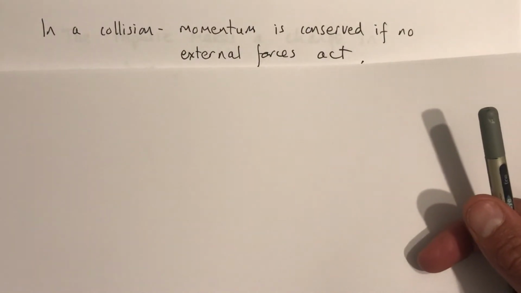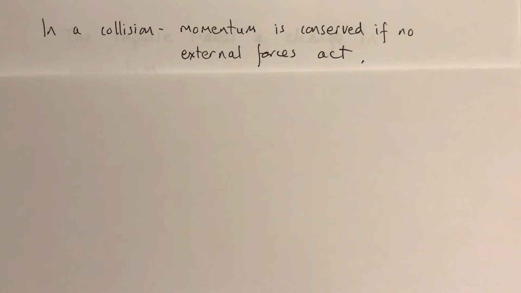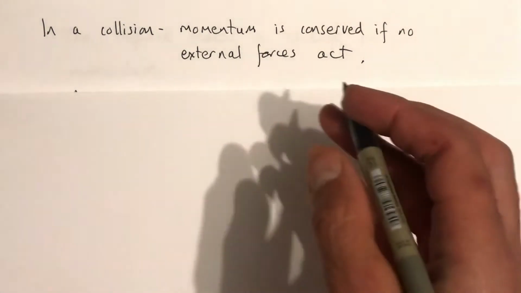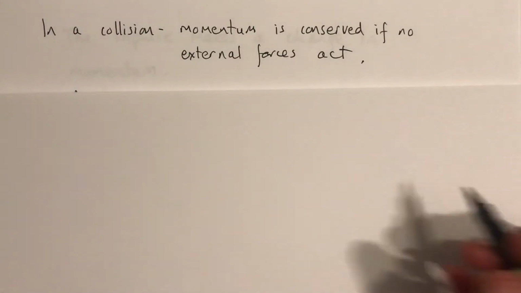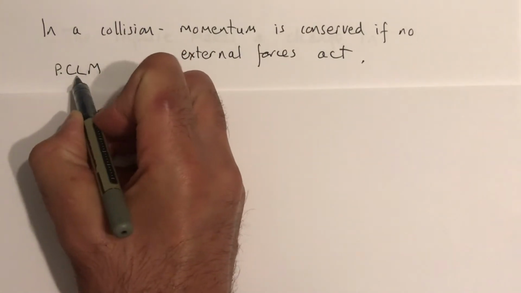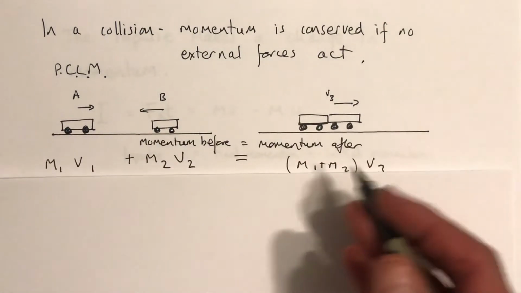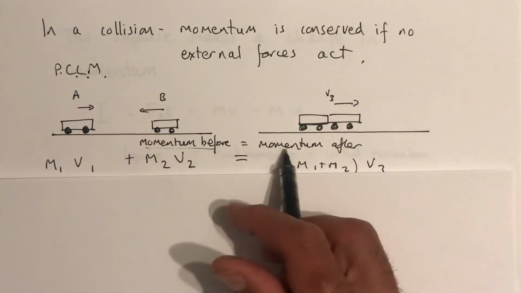Okay? Now, in a collision, momentum is conserved if no external forces act. And the most obvious external force is gravity. So, this is called the principle of conservation of linear momentum. So that was the PCLM when I was at school, the principle of conservation of linear momentum. And we do these things where you have momentum before equals momentum after.